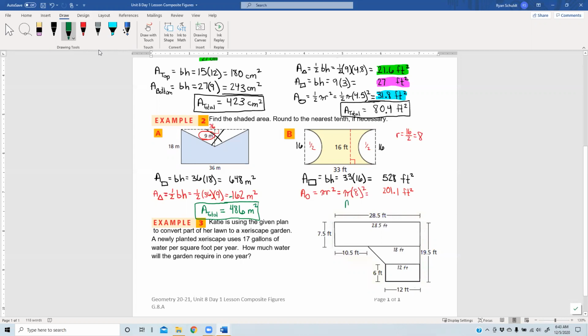And to get the total area, we have to subtract these. 528 minus 201.1. I think that's 326.9 feet squared. There's our answer for that one.